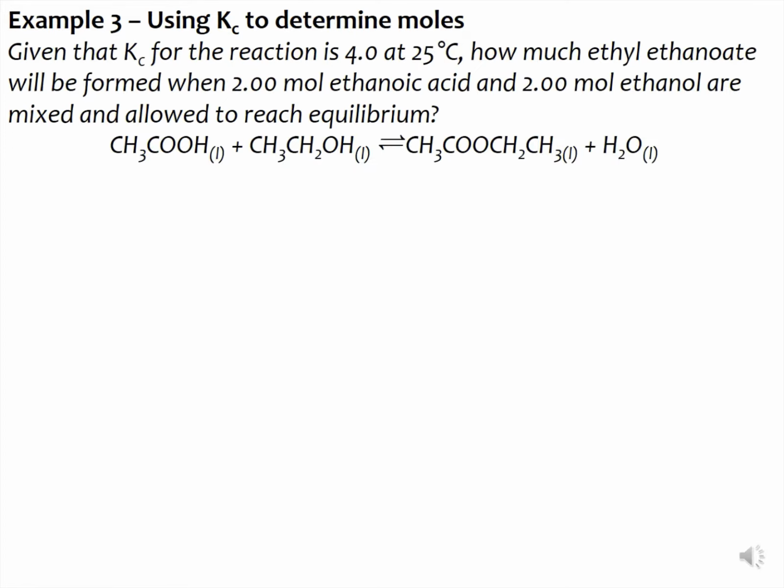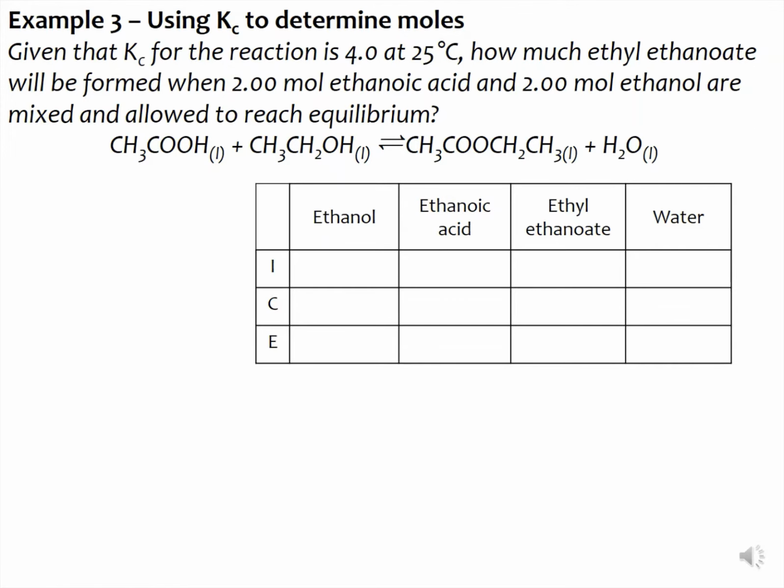Given that Kc for the reaction is 4 at 25 degrees C, how much ethyl ethanoate will be formed when 2 moles of ethanoic acid and 2 moles of ethanol are mixed and allowed to reach equilibrium? Now we've been given Kc here, and we've been given some mole information. So the easiest thing to do is to go in with an ice table first of all, because once you've got your ice table and you go back through the question, you can see what information you have and what information you haven't.